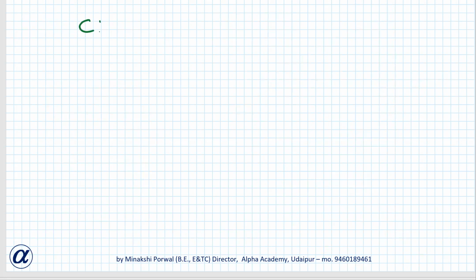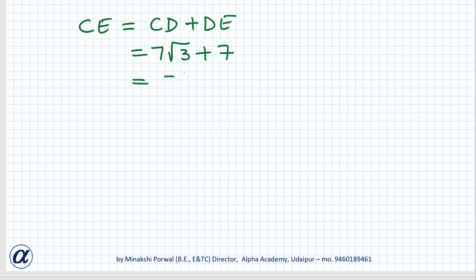So CE equals CD plus DE. CD is 7√3 and DE is 7. So it is 7 into (7 plus √3), or 1 plus √3, same thing. Okay, this is the answer.